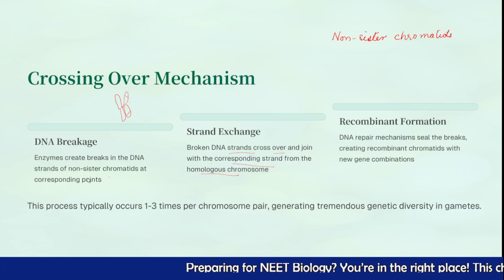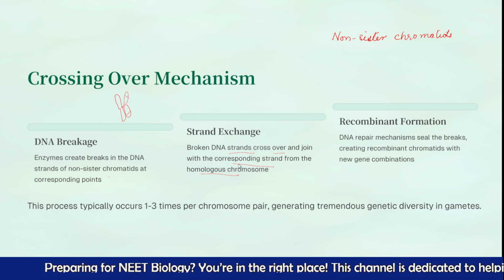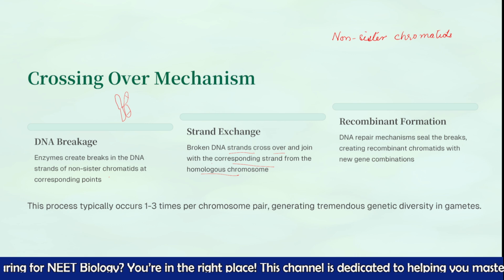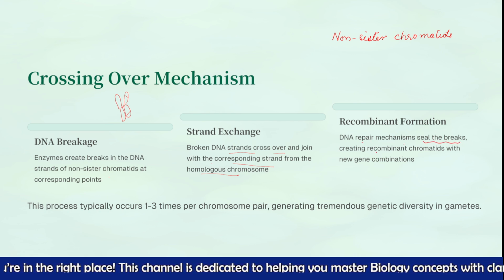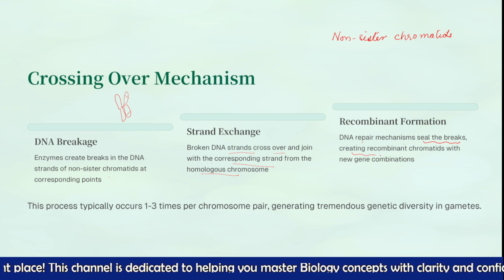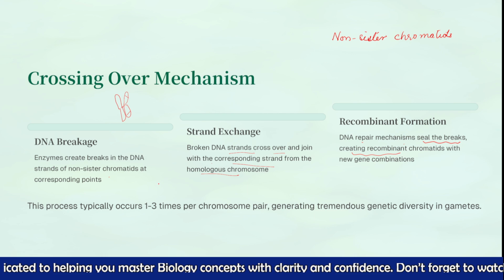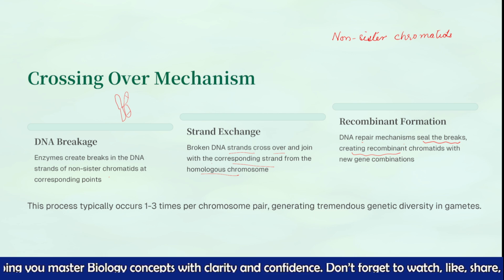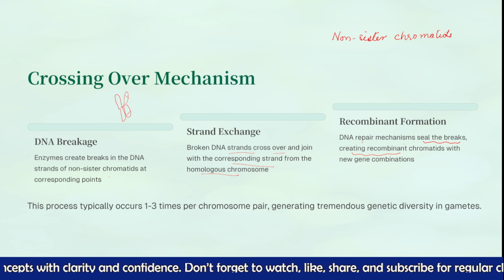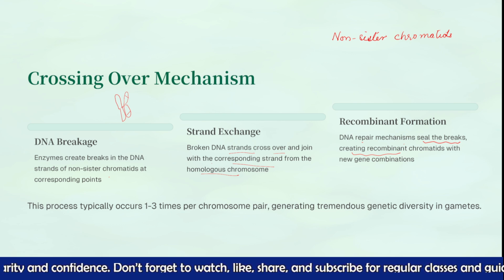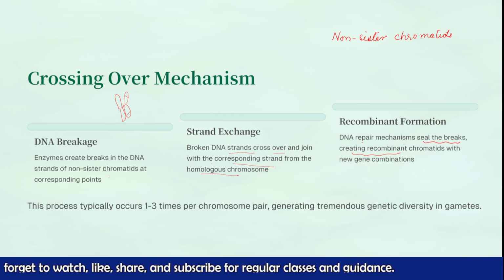Remember that point also. So first a breakage, then they will exchange their material, and then finally the sealing of the broken part. Okay, so the DNA repair mechanism seals the breaks, creating recombinant chromatids. For all this, there is a recombinase complex, different types of enzymes. The enzyme complex is involved in this crossing over for the breakage, joining, and all. A group of enzymes is involved.